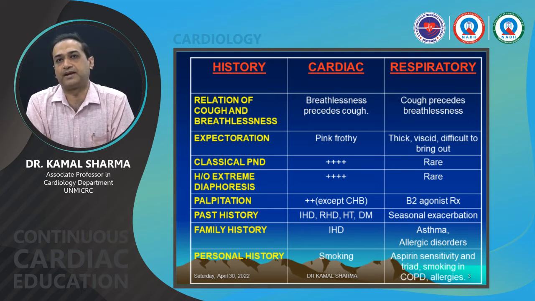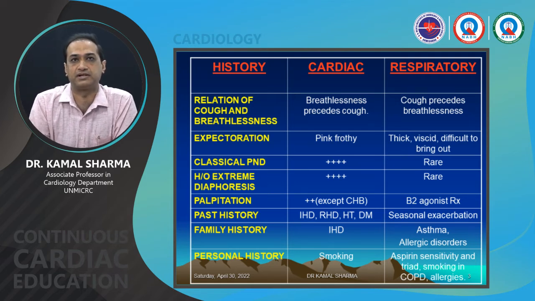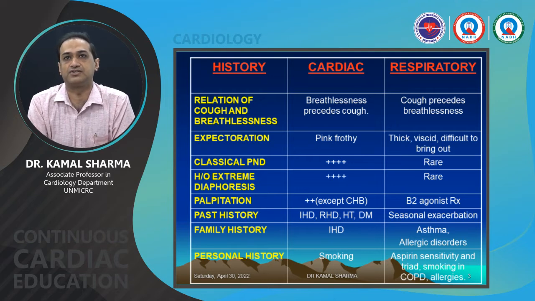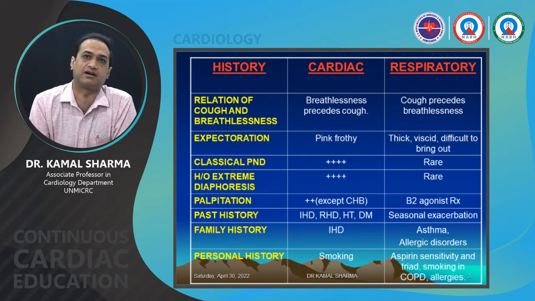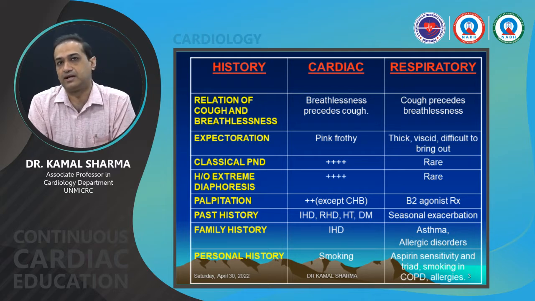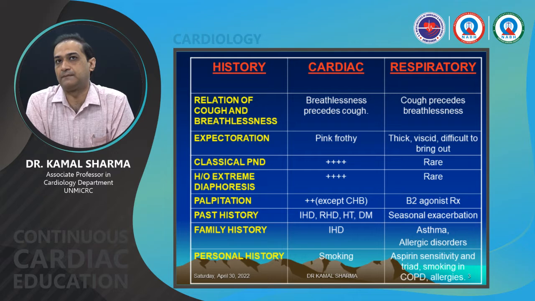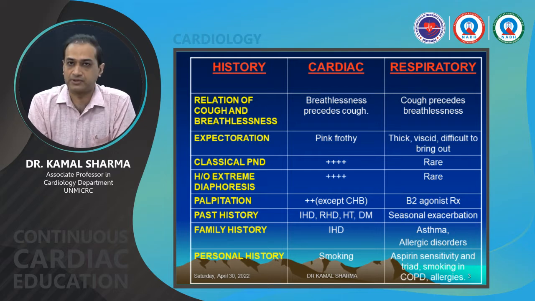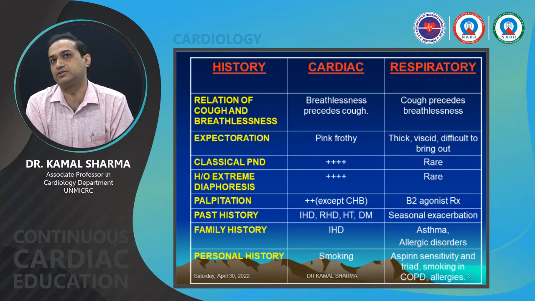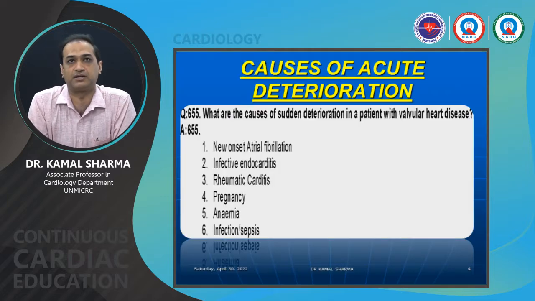Dyspnea: when we have to compare cardiovascular versus respiratory etiology, a couple of classical features suggest a cardiac cause of dyspnea. These include classical PND and extreme diaphoresis, which is a marker of increased sympathetic tone, a response of the body to the failing heart. Pink frothy sputum and breathlessness preceding cough would also help in differentiating cardiac from respiratory etiology of dyspnea.